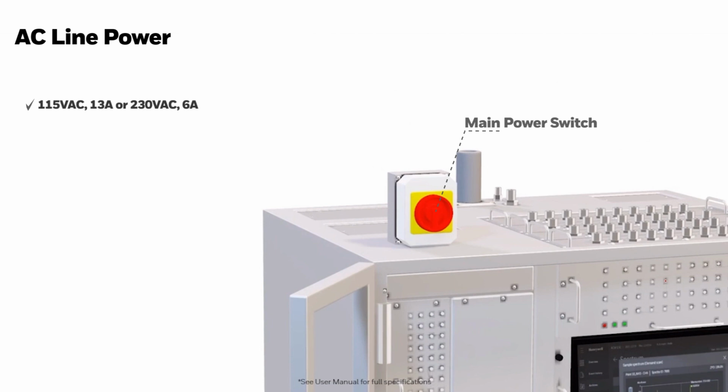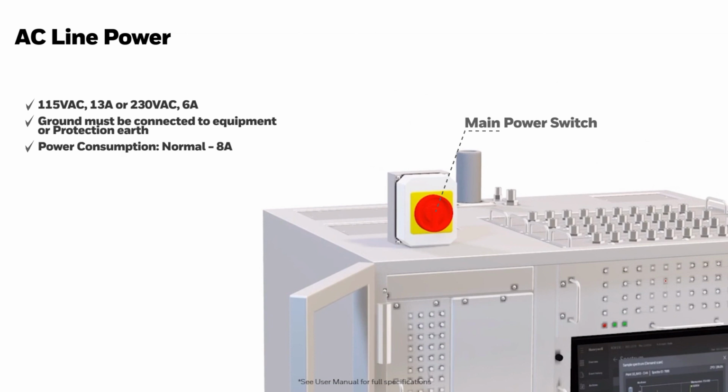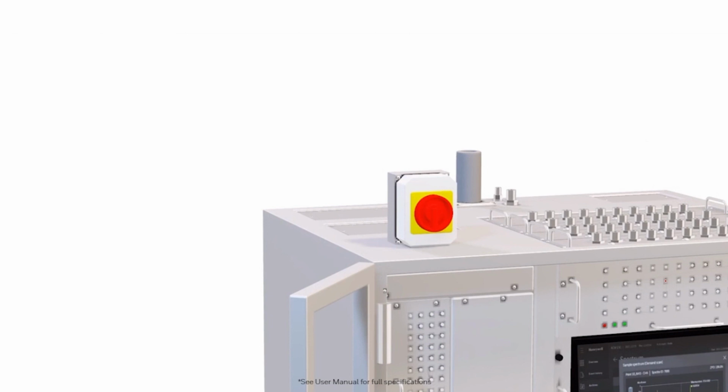ACM150 requires 115 volt alternating current, 13 ampere, or 230 volt alternating current, 6 ampere for line power. When connecting line power to main power switch, ground cable must be connected to an equipment grounding conductor or protection earth. Normal idle power consumption is 8 ampere. Average power consumption is 14 ampere, and peak power consumption is 20 ampere.